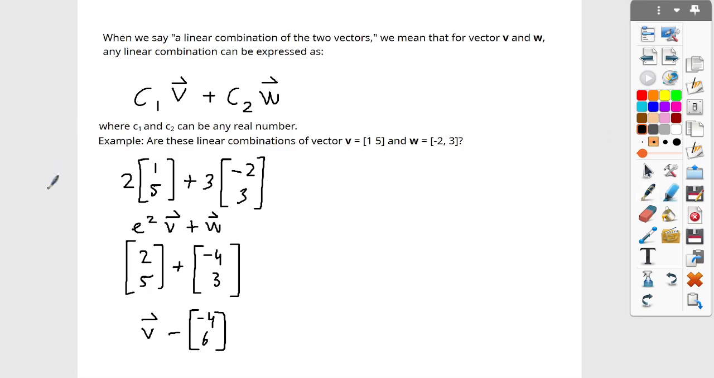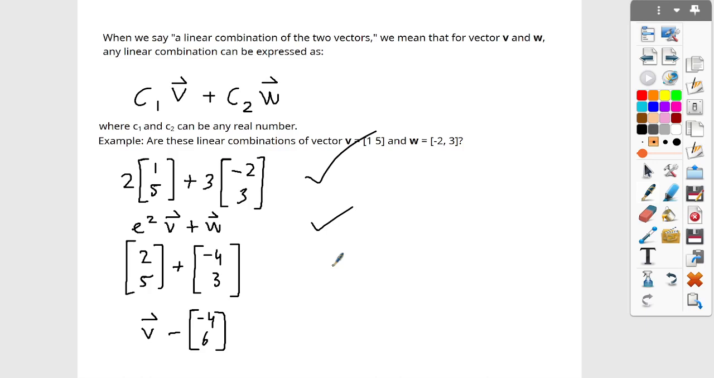So are these linear combinations? Let's see. The first one is 2 times a vector plus 3 times a vector. Yes, linear combination. e squared times a vector plus a vector. Is this a linear combination? There's a squared in it. It is a linear combination. Why? Because e squared is a constant. It can be any constant. It's not like vector squared. It's just e squared. So that is a linear combination.